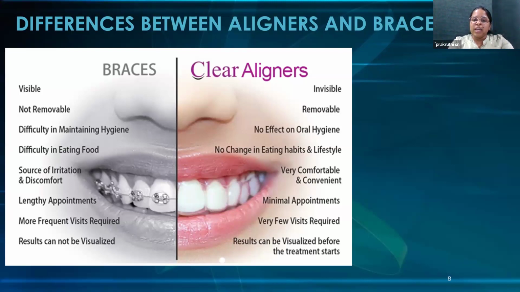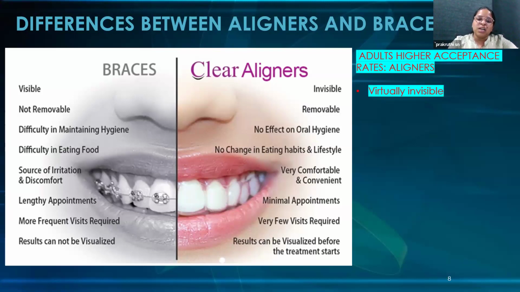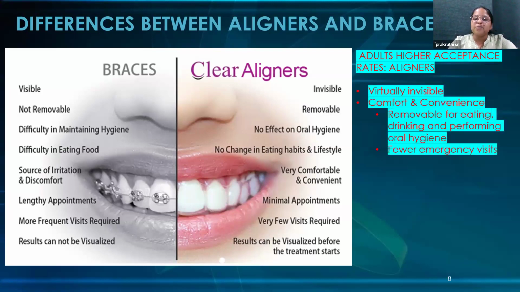Obviously, because of these major reasons, adults have higher acceptance rates towards aligners, because they are virtually invisible, it doesn't affect their lifestyle, and they are more convenient. As they get older, their tolerance for pain and everything might reduce, so they look for more comfortable and convenient treatment options. So, fewer emergency visits, as their lifestyle may not permit them to come back the next day to get a debonded bracket fixed, or to get the poking wire cut. So adults might have higher acceptance towards aligners.